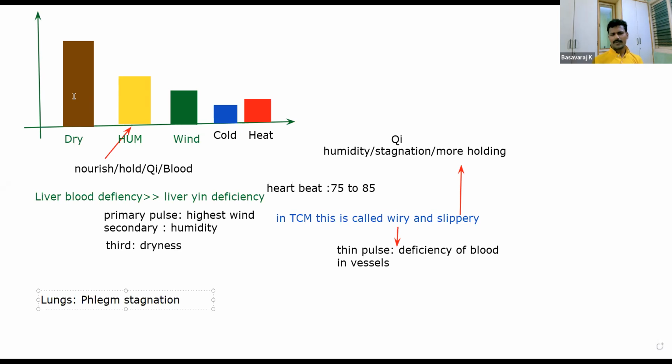You can see mucus and phlegm stagnation in the throat and lungs when you get the combination of dry and humid. Get an idea? Because humidity is responsible for holding. Any doubts with the dry humid? If you have more questions, I can explain better.